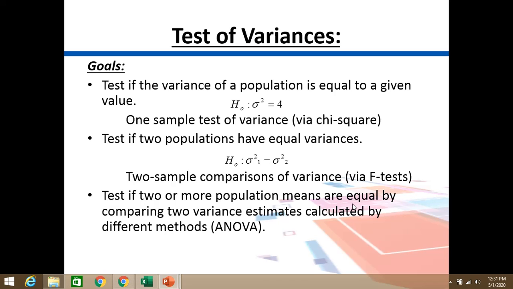We want to test if two or more population means are equal by comparing two variance estimates calculated by different methods. This is called ANOVA, analysis of variances. We are using variances here, but we are testing the equality of the means. So H0 could be mu1 equal to mu2, mu3, and whatever number of means are given. And the alternative could be that these means are different, or at least one of the means is different.